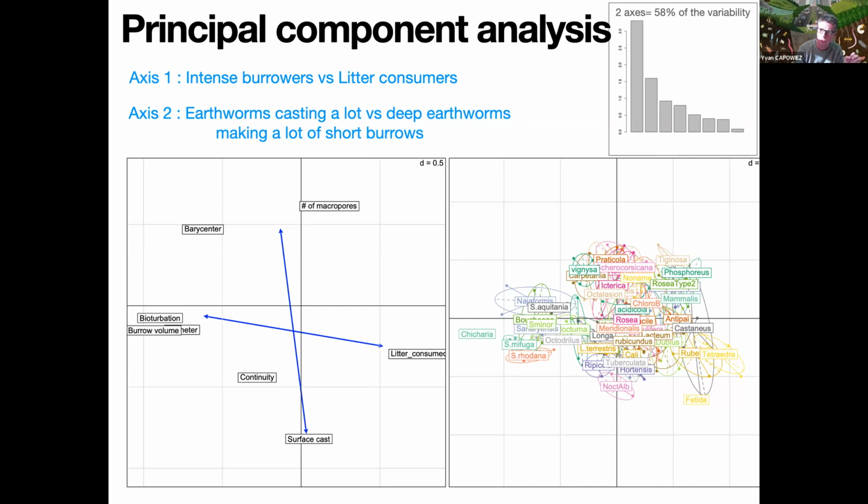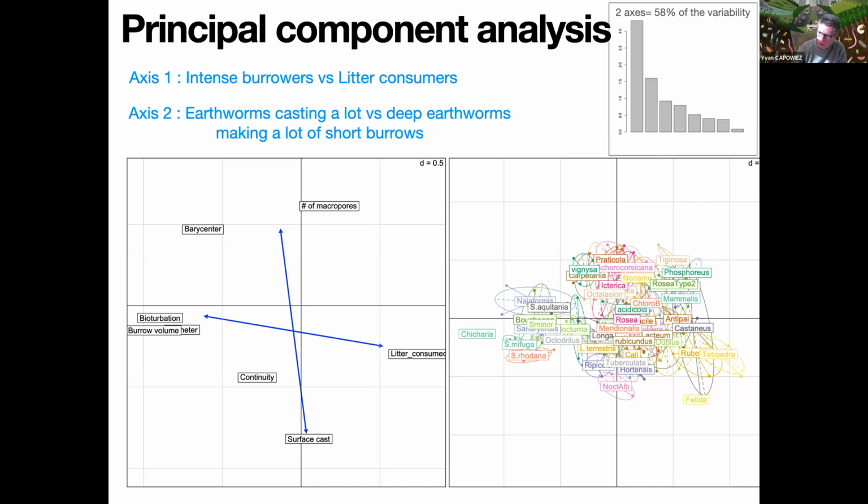It means you've got on the first axis earthworms that eat a lot at the soil surface or earthworms that are burrowing a lot. The second axis here, the vertical axis, opposes surface casts, meaning earthworms, once again, very active at the soil surface, to burrow systems with an important barycenter, meaning very deep burrow systems. Okay, these two axes are quite meaningful if you think about what an earthworm will do in the soil, depending on whether it is active at the soil surface or, on the contrary, is burrowing very deep.